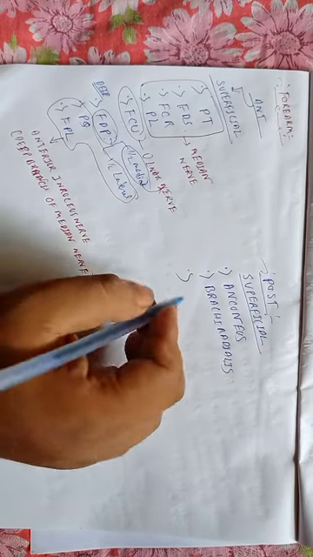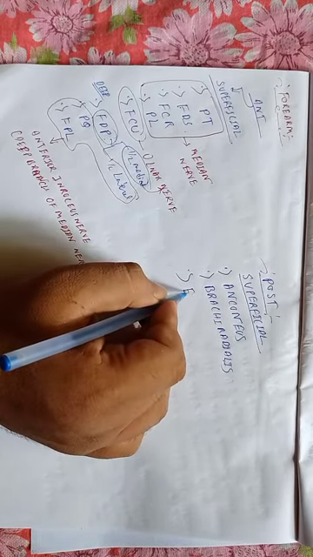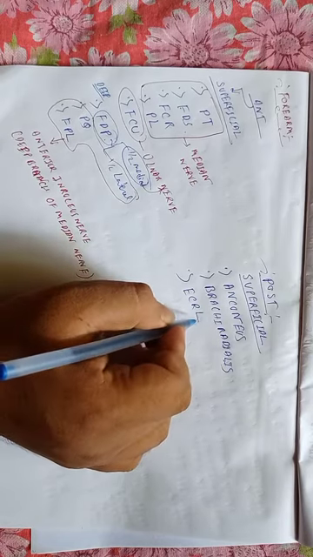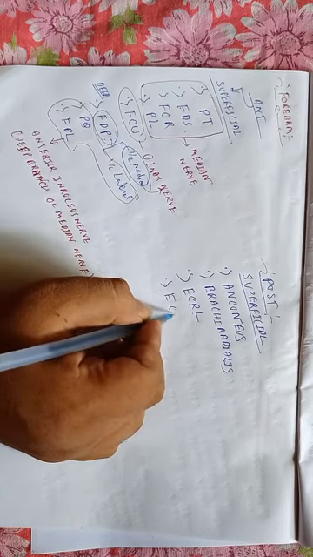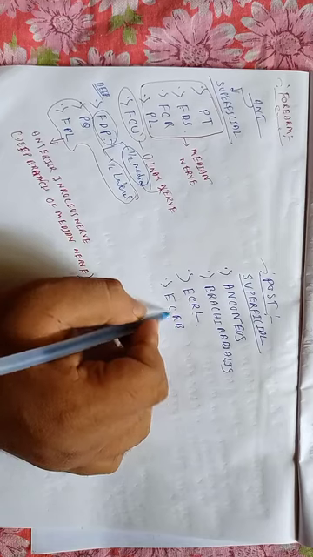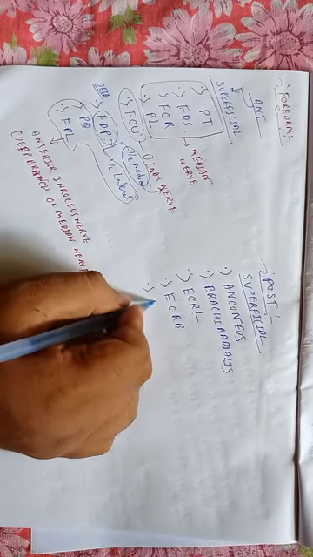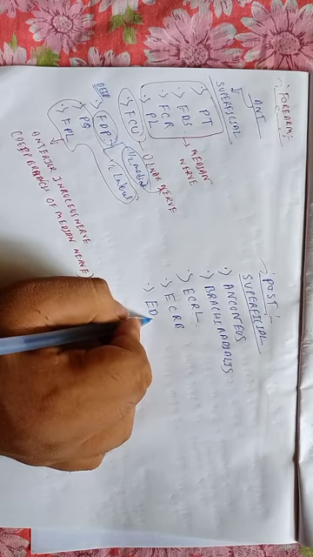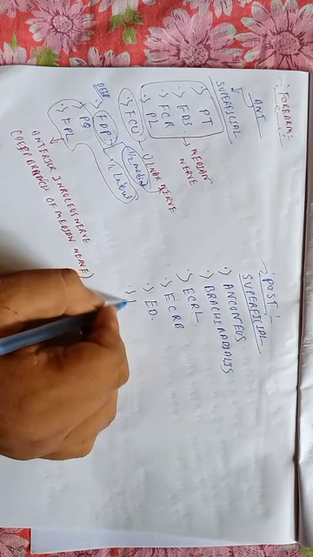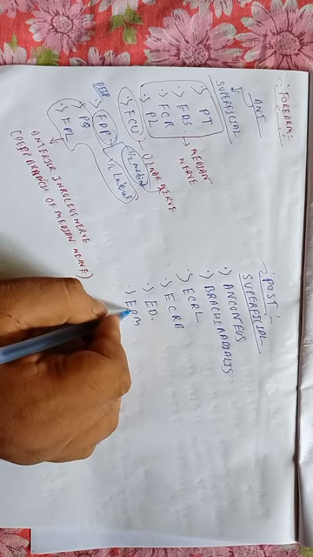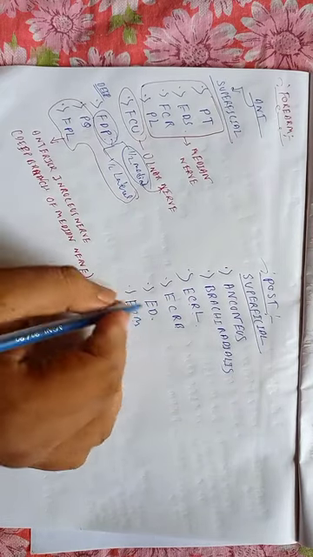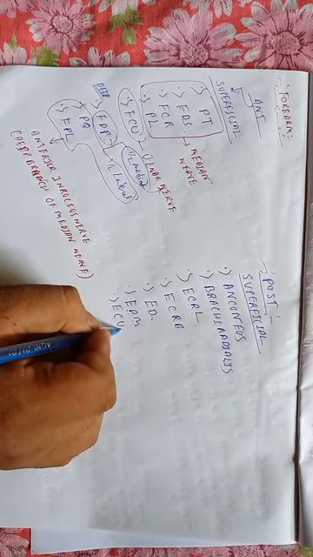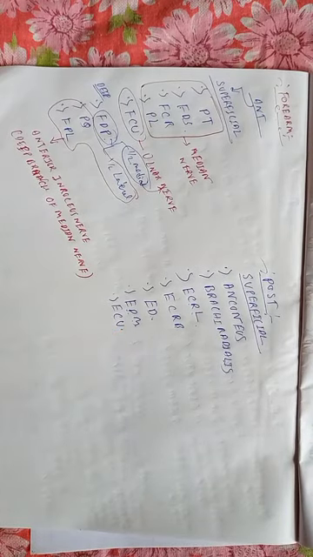Then we are having extensor carpi radialis longus. Then extensor carpi radialis brevis. Then extensor digitorum. Then EDM, which is extensor digiti minimi. Then you are having extensor carpi ulnaris. Okay, guys. These are the muscles in the superficial layer of the posterior compartment.